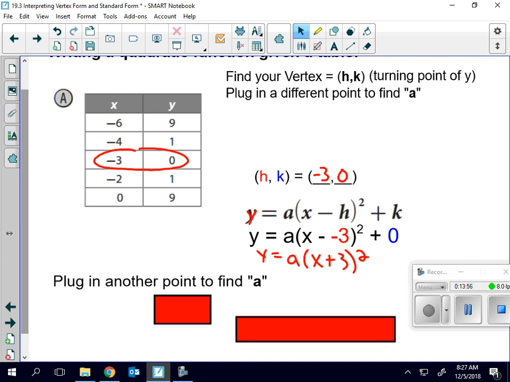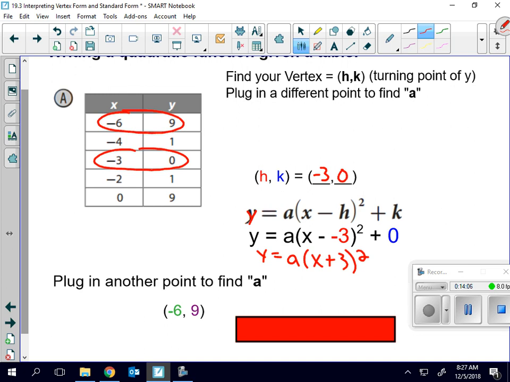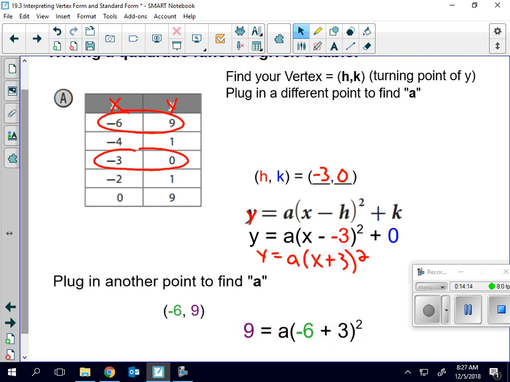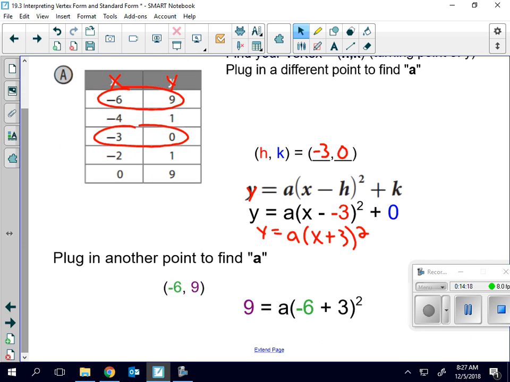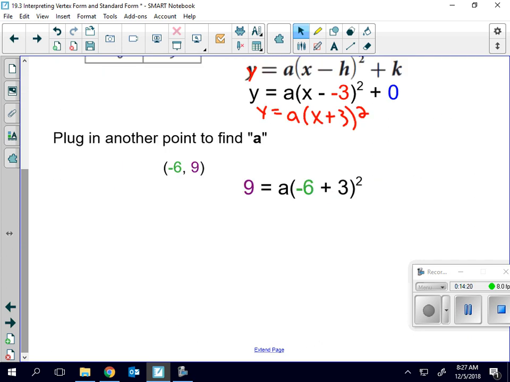So we can't use the vertex, but we can use any other point, and I decided to use the first one, negative 6 and 9. So I'm going to plug that in for the x and the y. So when I plug that in, there it is. Obviously pause the video, and now we can just solve for a.